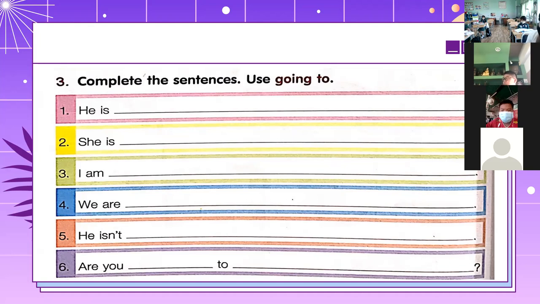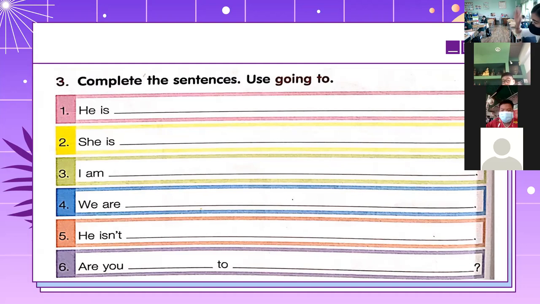So number two, she is blank. So now you're going to use going to. She is going to blank. Okay, so she is going to play volleyball. Okay, next, I am. Who wants to answer? I am going to play beach scooter. So next, number four, we are blank.